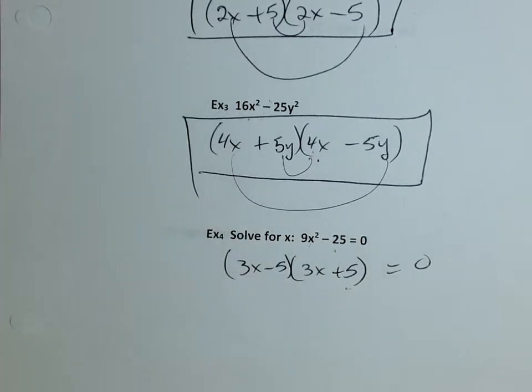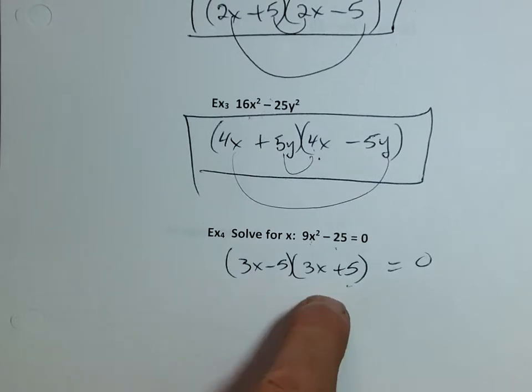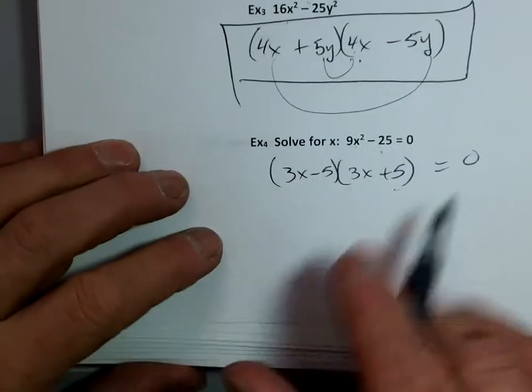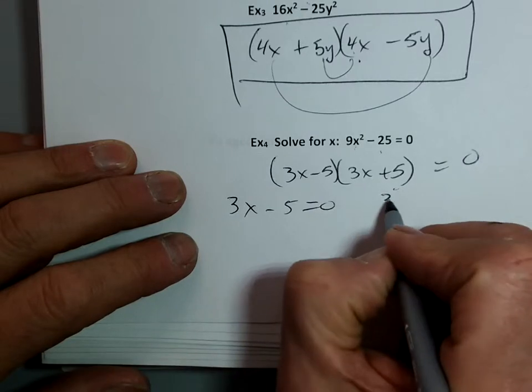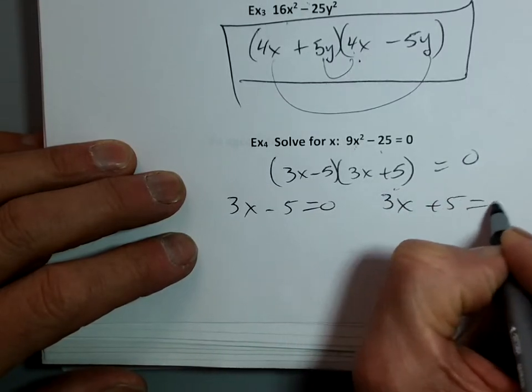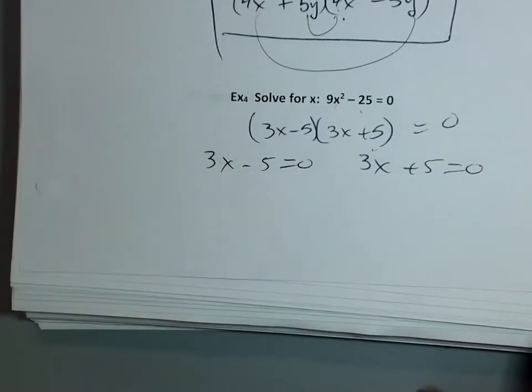But we're not done with this one, are we? What do I need to do? Make it equal 0. Okay, do our mini equations. So let's go 3x minus 5 equals 0, and 3x plus 5 equals 0. How many answers? Always 2.